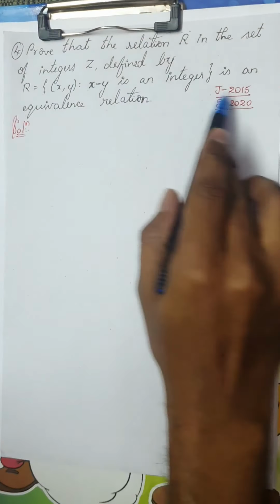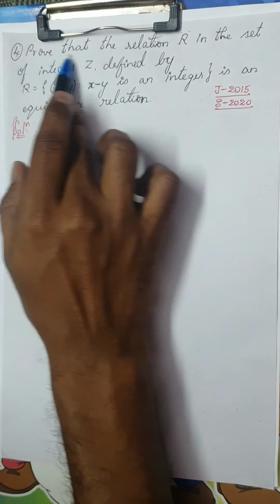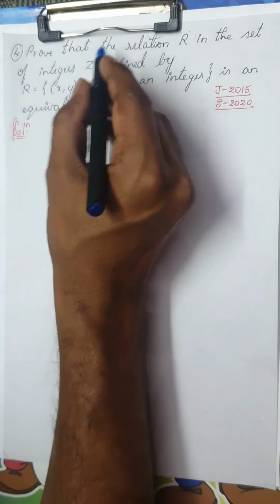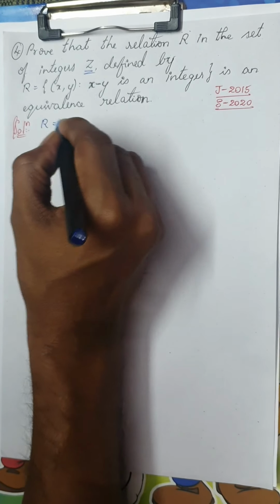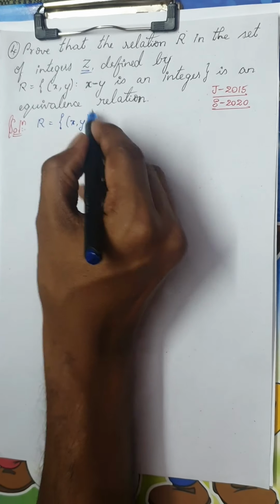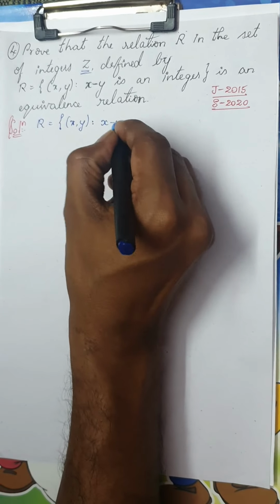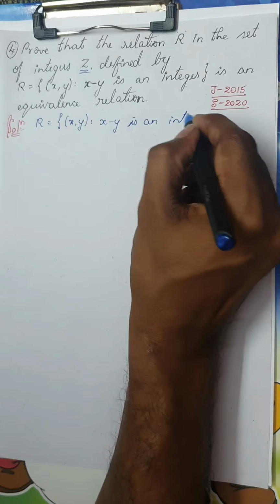So the next question was asked in the year July 2015 and September 2020. Question is, prove that the relation R in the set of integers Z. So which is the set here? Z. Defined by, let me write the definition. R is equal to every x comma y. So if you take any two elements in the relation, how it is related? x minus y is an integer.